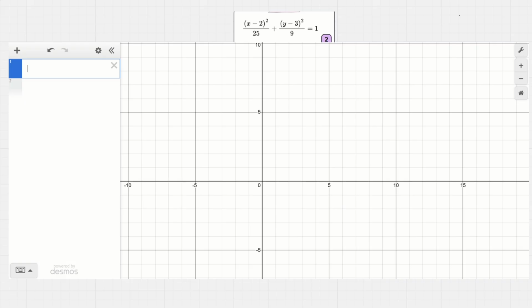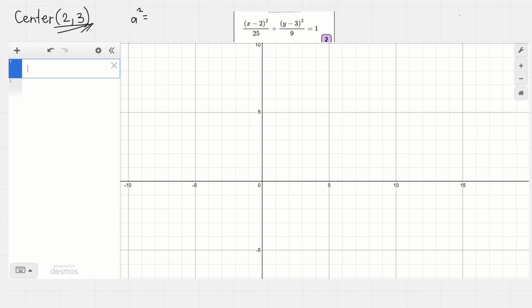Now, let's get our center. The center is our h and k. So this will be our h and this is our k. In writing the h and k, we will change the sign. So negative 2 will be positive 2, and negative 3 will be positive 3. This is our center.